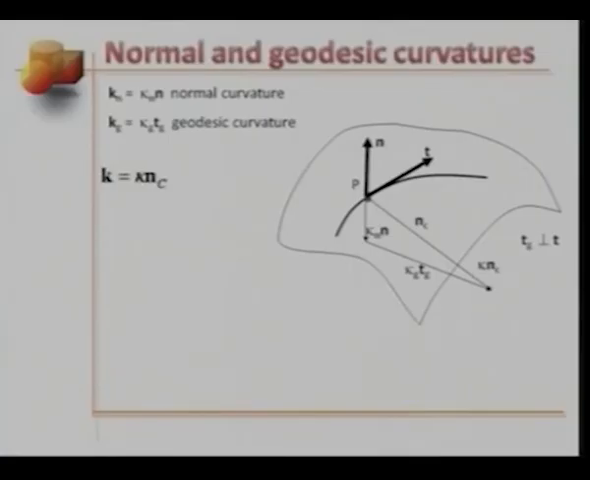K is equal to kappa times nc, which is this vector here. And that is given by the first derivative of the tangent with respect to the arc length parameter, as I mentioned before. And by vector algebra or the vector law of addition, Kn, which is this vector, plus Kg, which is this vector here, equals kappa times nc, which is k.